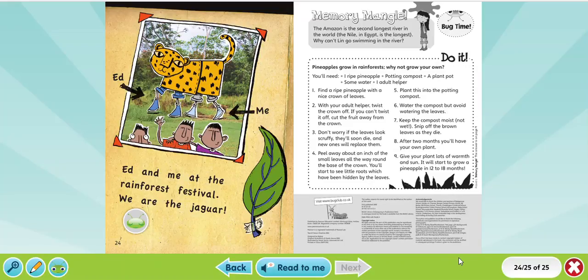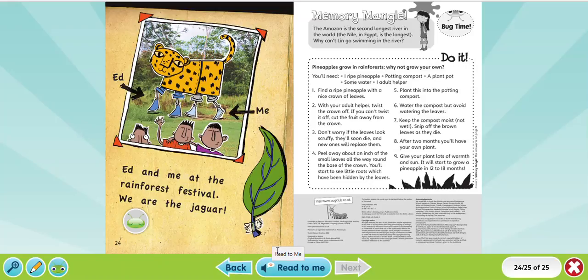Now, as we have finished reading, I would like you to go back to page number 1 and read this book all over again. First, you will listen. Ed and me at the Rainforest Festival. We are the jaguar. And after, you will read the book on your own. You have 10 minutes to read the book. Now, I guess you have finished the book. Right after you finish the book, I want you to answer the questions.